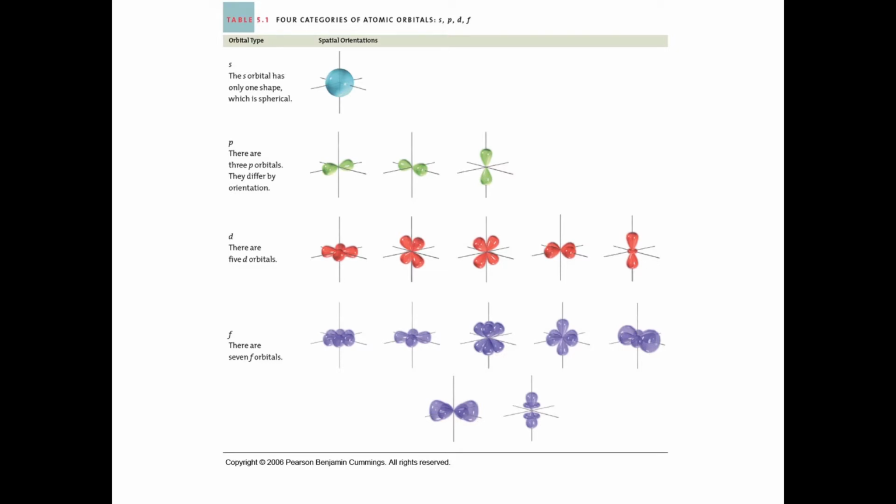The d orbitals, 4 of them are just rotations of each other, but if you look at the very right one, it's weirdly shaped. So these 4 right here are just rotations of each other, but this 5th one is very uniquely shaped. These p orbitals are just rotations of each other. F orbitals are very weird. We got 2 rotations right here, and the rest of them I think are unique.